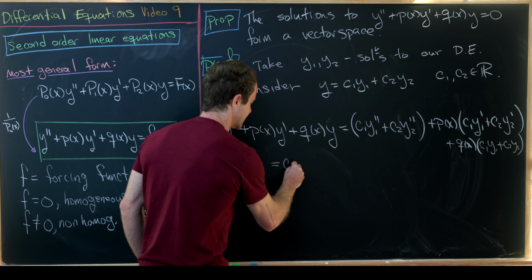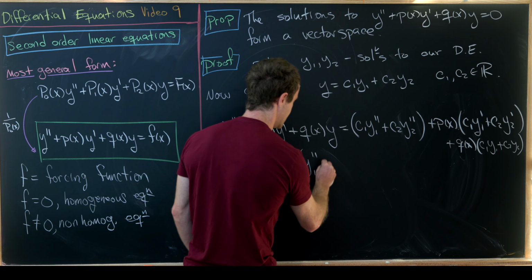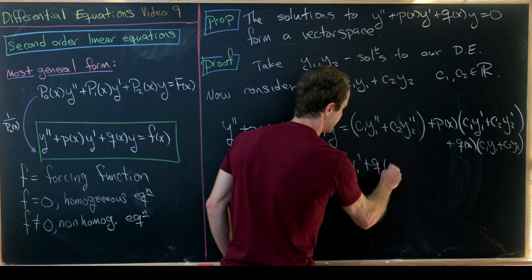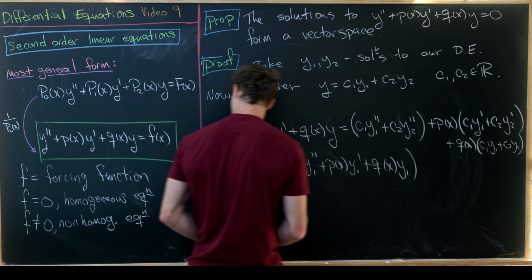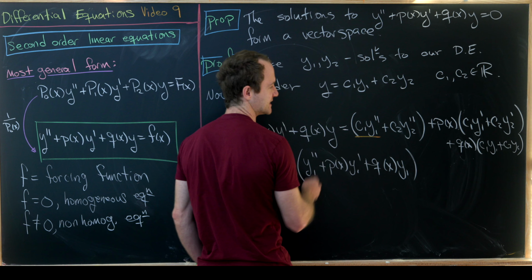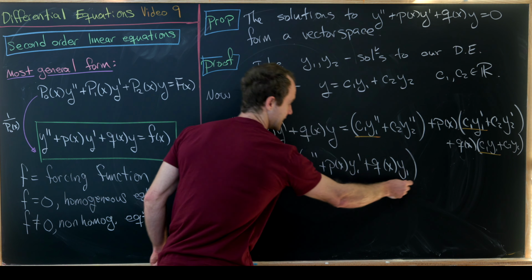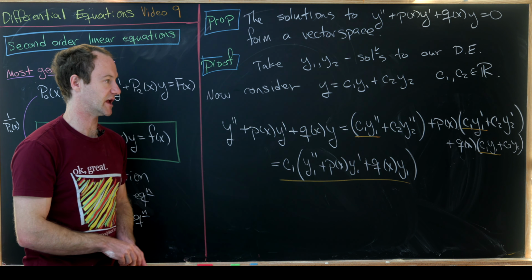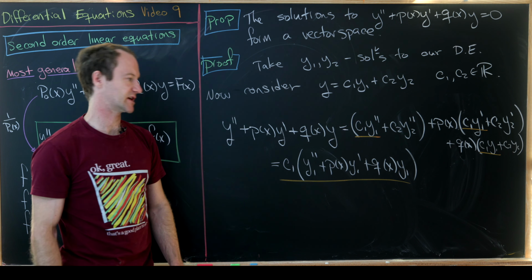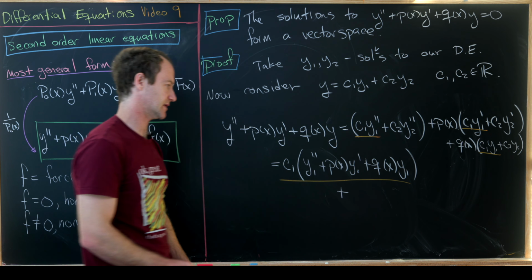Great. But now we can put our like terms together. So here that'll be c1, and then we'll have a grouping of y1 double prime plus p of x times y1 prime plus q of x times y1. And let's color code where those came from. That came from this underline right here, this underline right here, and this underline right here. So let's maybe underline this whole thing in orange, keeping in mind that we distribute that p of x and q of x through. And then we'll have something similar with 2 as the subscript.